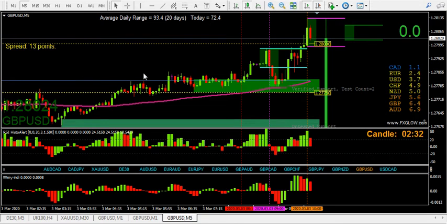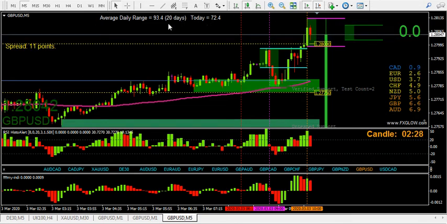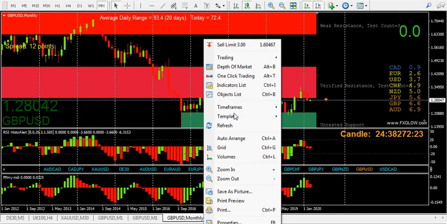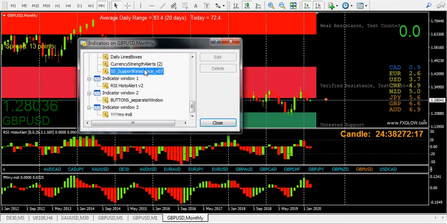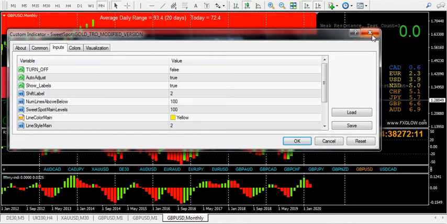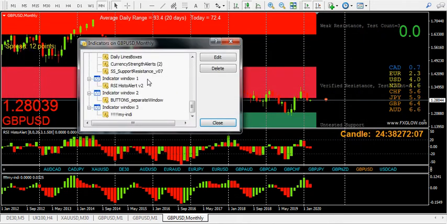So I'll show you now how I draw all those levels on. I'll start on the monthly. In fact, this template on here is wrong, so I'll get rid of that. Sorry, the support. I should have done this before I opened the chart.